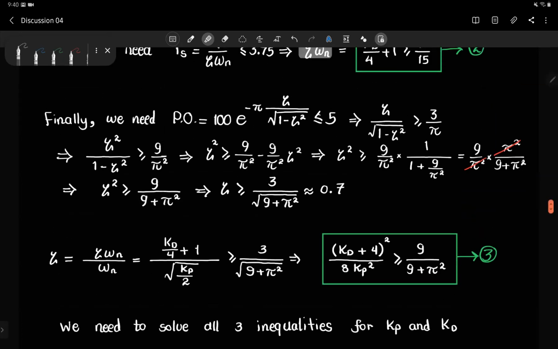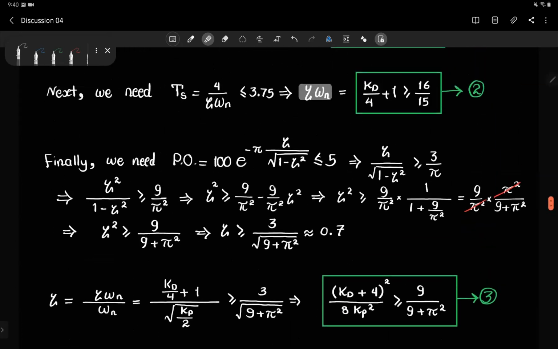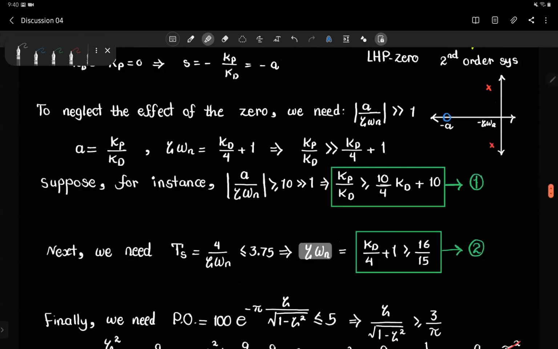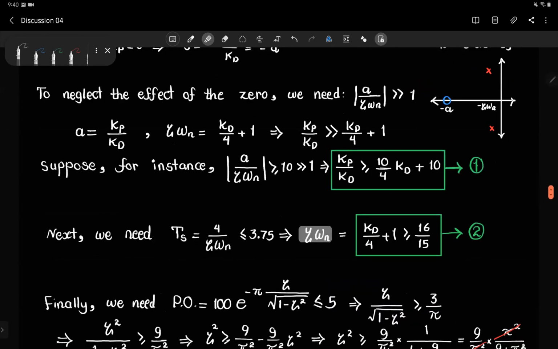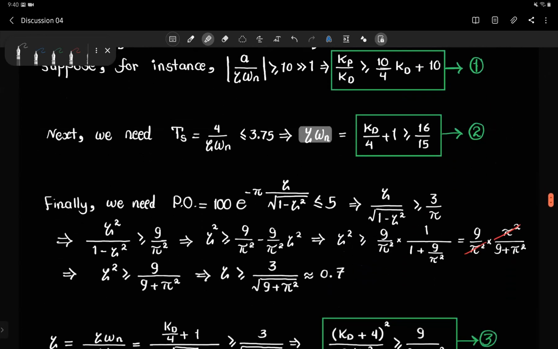So this is the third inequality that we need to satisfy: kd plus 4 squared divided by 8kp squared plus bigger than or equal to 9 divided by 9 plus pi squared. Note that these are 3 inequalities in 2 unknowns, which means that they might be inconsistent, meaning that we might not be able to find a solution for this system of inequalities.